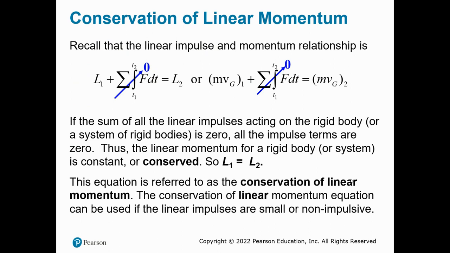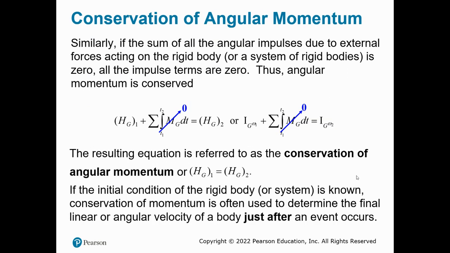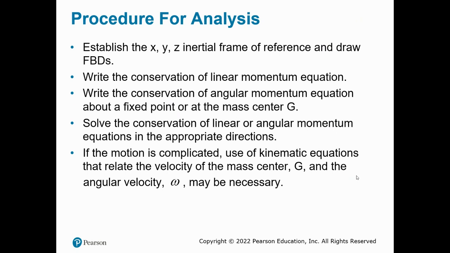This slide gives you the equation for conservation of linear momentum under the condition that all the linear impulse acting on the rigid body equals zero, so then you have L1 equals L2. Similarly, angularly, if the sum of all the angular impulse acting on the rigid body equals zero, then the angular momentum is conserved.